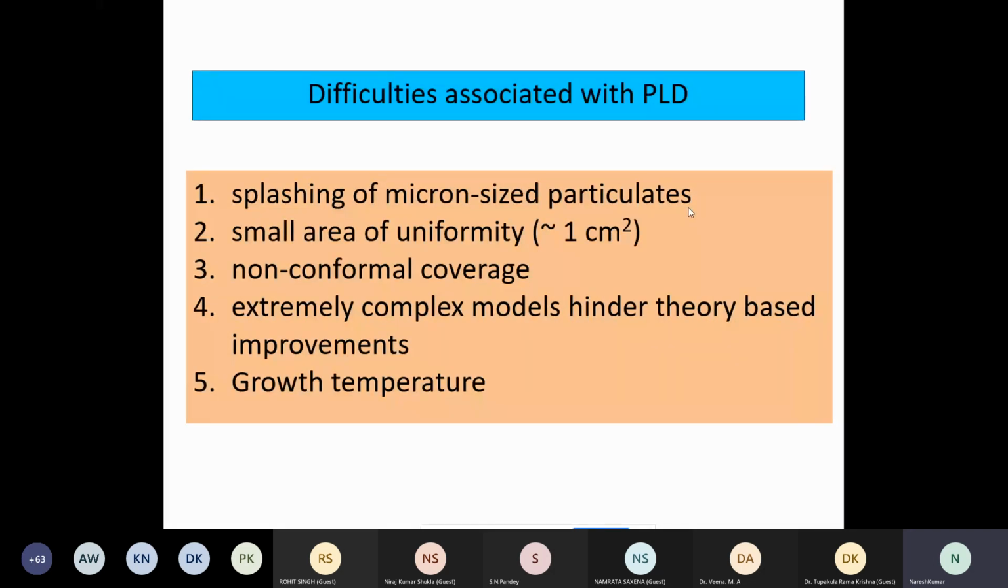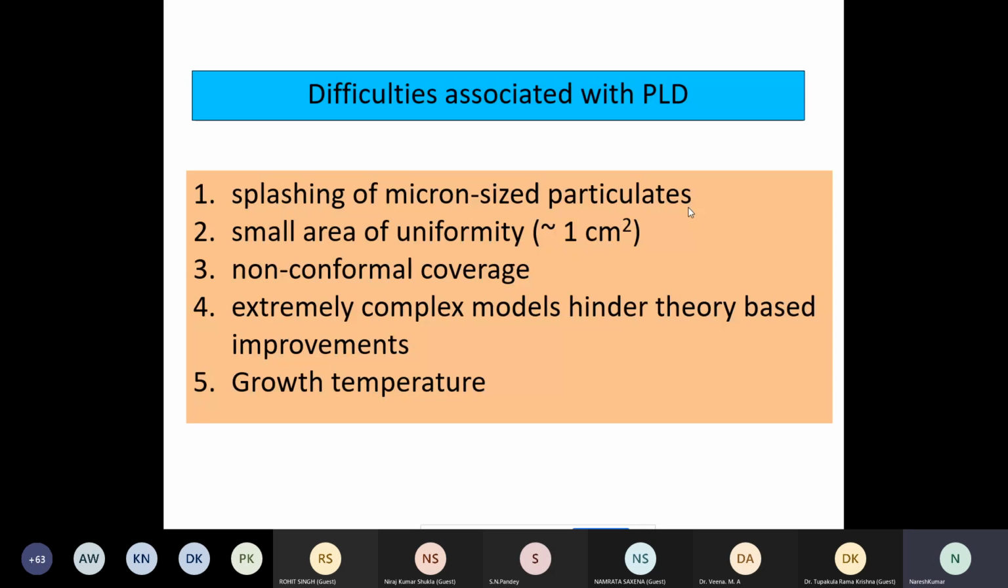Next is small area of uniformity. In PLD, because my plasma is highly directional, the thickness uniformity of the film is an issue. Next, non-conformal coverage, same thing I'm talking about. One more thing, what exactly is happening during the film growth? The theory or the physics of it is very complicated. There have been different experimental methods where they take a Langmuir probe and try to analyze the plasma. They try to look at what exactly happens at the time of growth and how one can control properties based on the plasma, or how my properties are governed through this plasma. But this theory is a little complex. So an experimentalist usually doesn't go into that area, right?